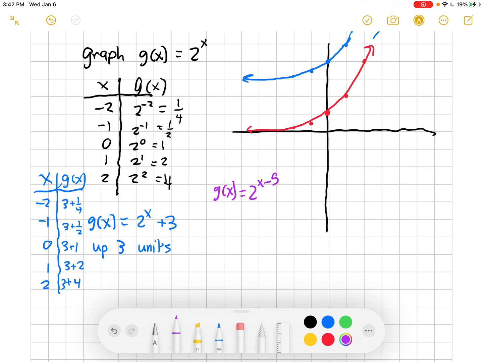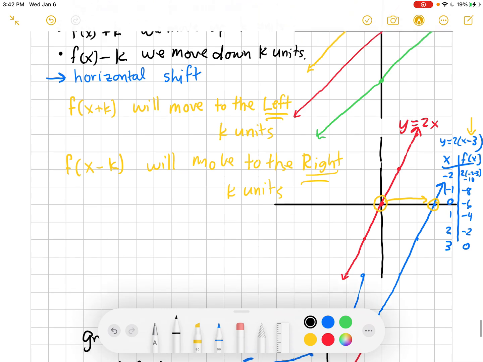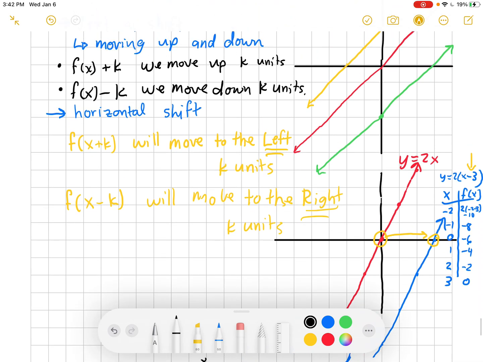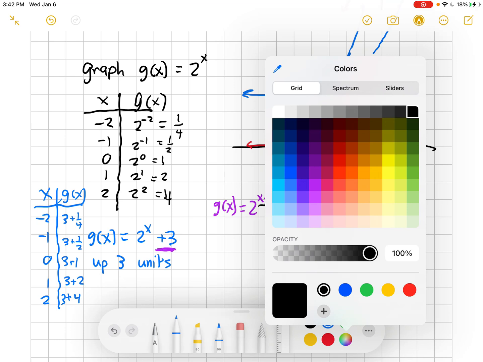Now I want to point out one huge detail here that's very, very important. You'll notice that the plus 3 is on the outside of the exponent, whereas here, our minus 5 is included with the exponent. So make sure that you notice here that the same holds true. These two outside the exponent, and these two inside with the x. That's how you know the difference between an up and down move and a left and right move. So let's go ahead, get back to what we were doing.